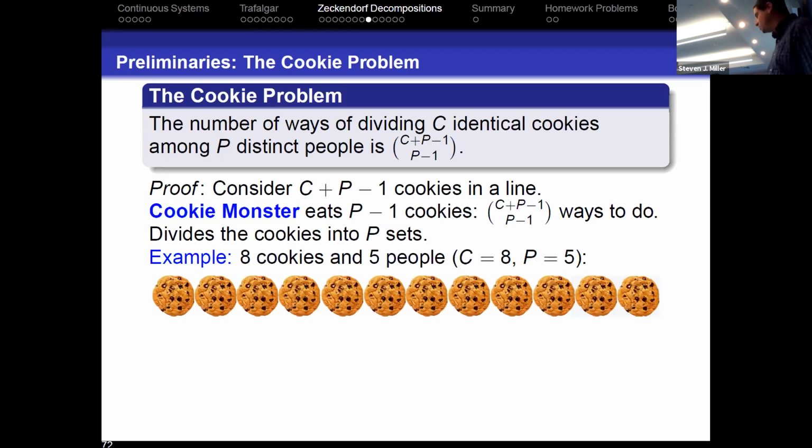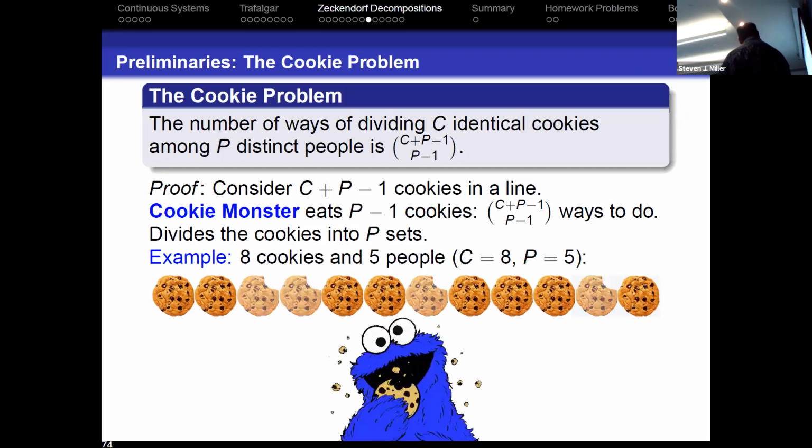So imagine we have 8 cookies and 5 people. So C plus P minus 1 is going to be 8 plus 5 minus 1, which is 12. Cookie Monster shows up. Cookie Monster eats 4 cookies. Everything up to the first eaten cookie goes to the first person. So the first person gets 2 cookies. The next person gets 0. It's not their day. The next person gets 2. The next person gets 3. The next person gets 1. There's a one-to-one correspondence between the two.